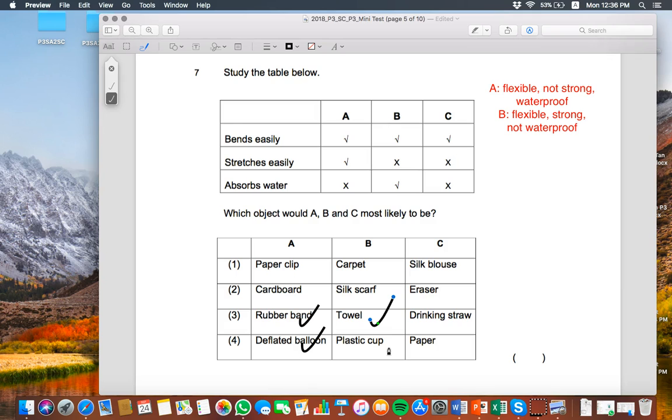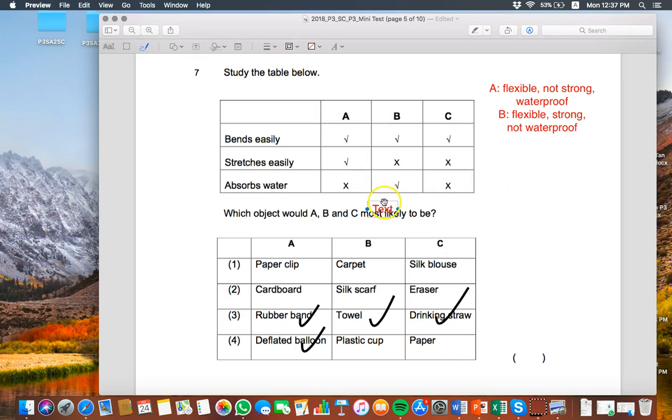Let's look at plastic cup. Does it bend easily? Yes. Does it stretch easily? No. Does it absorb water? No. Alright, so option 4 is out. Now let's look at drinking straw to see if it has the properties of C. Does drinking straw bend easily? Yes. Does it stretch easily? No. Does it absorb water? No. Okay, so your answer would be 3.